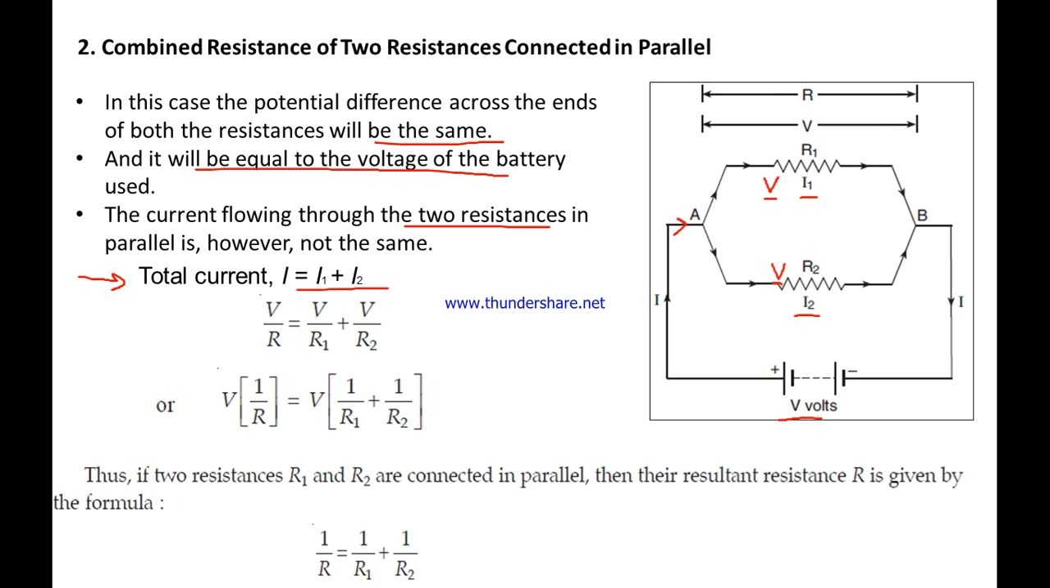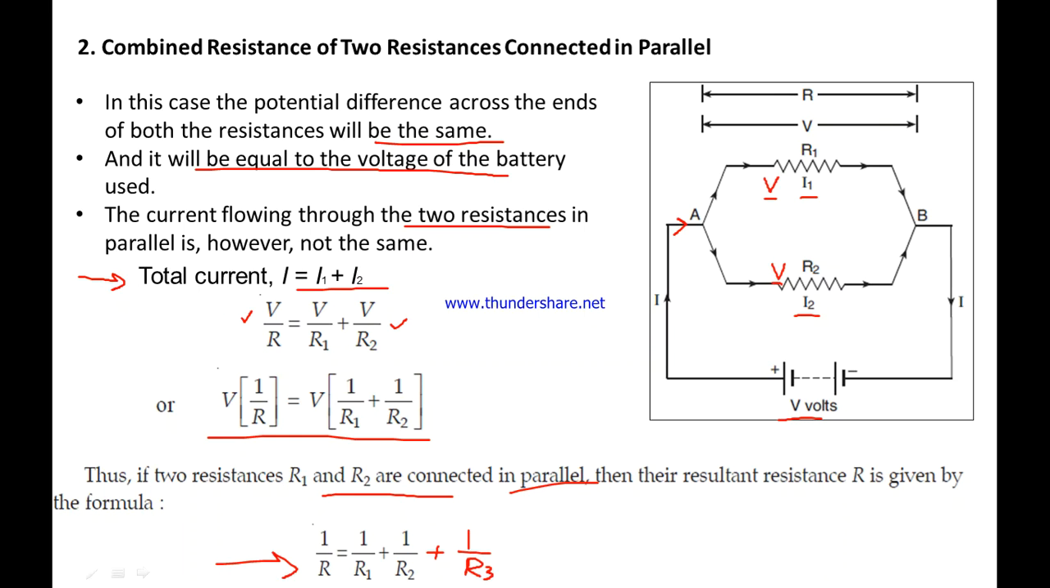Now put the values in terms of V and R. We can write V by R equals V upon R1 plus V upon R2. V is common here, so we can cancel the V. So we get 1 upon R equals 1 upon R1 plus 1 upon R2 as the equivalent resistance in the parallel combination. Similarly, if we have a third resistance, we can also write it as plus 1 upon R3. So here one more term comes, that is R3.